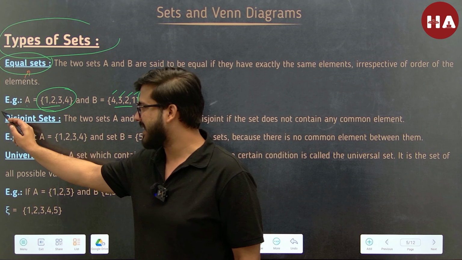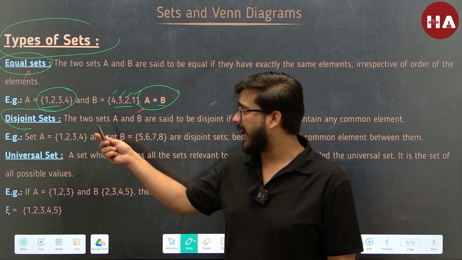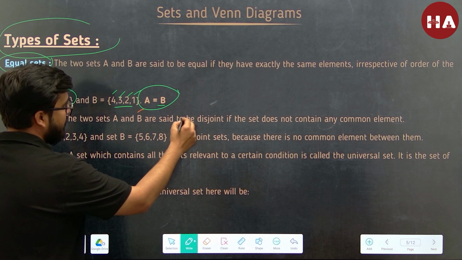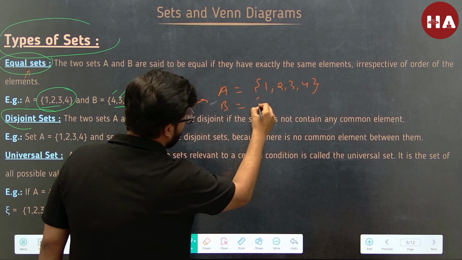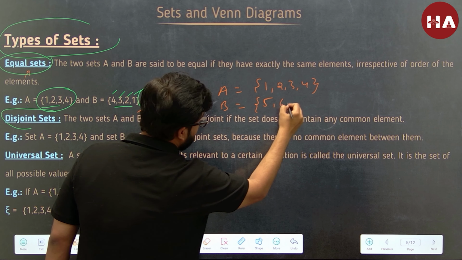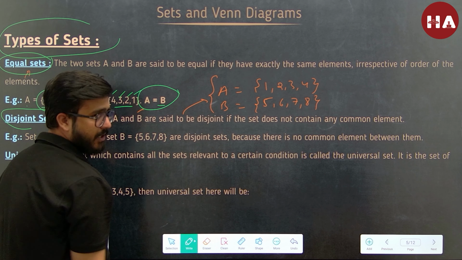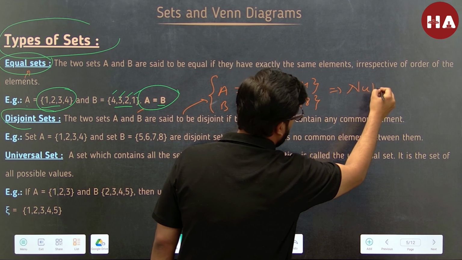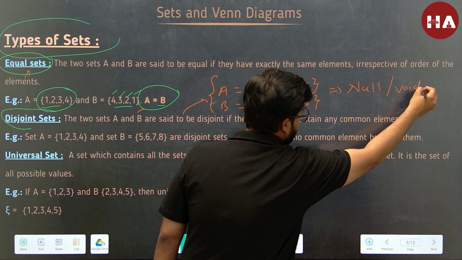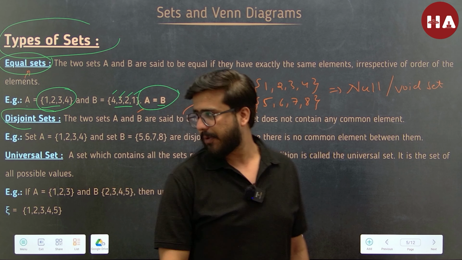What are disjoint sets, students? Disjoint sets are those sets which do not have anything in common. So if I write that A is equal to 1, 2, 3 and 4, and B is equal to 5, 6, 7 and 8, and I look for what is common in both of these sets, there is nothing common, so this will be called a null or void set, or you can say this is an empty set. Okay, I hope you are following.